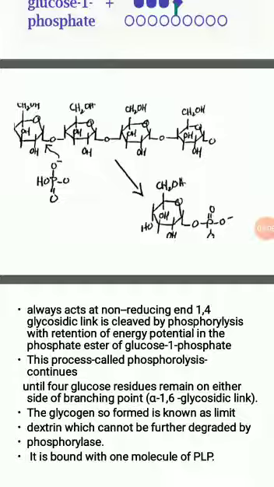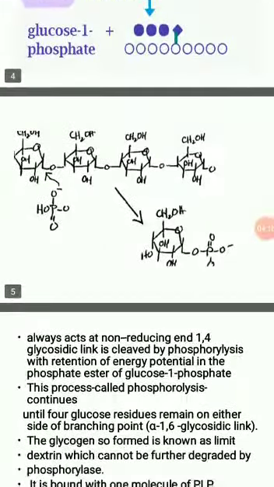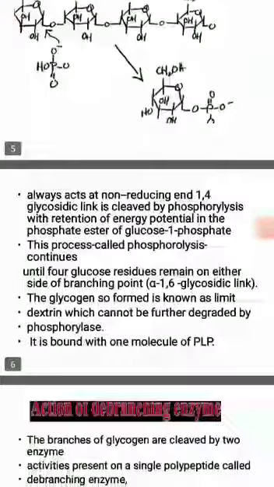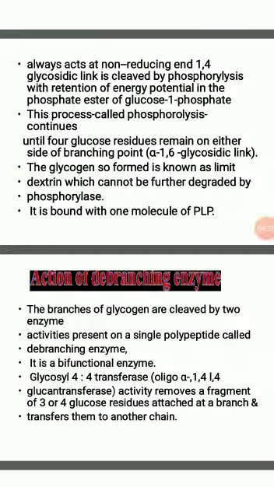This is going to continue until 4 glucose residues remain on either side of the branching point, that is the alpha 1,6 glycosidic link. The glycogen so formed is known as limit dextrin. These are called limit dextrins, which cannot be further degraded by glycogen phosphorylase.